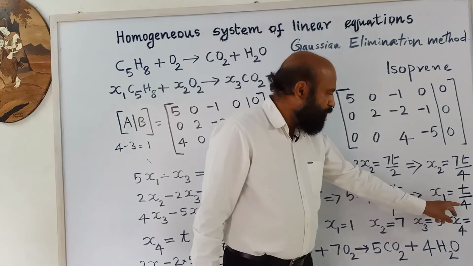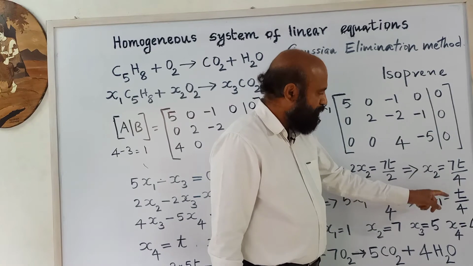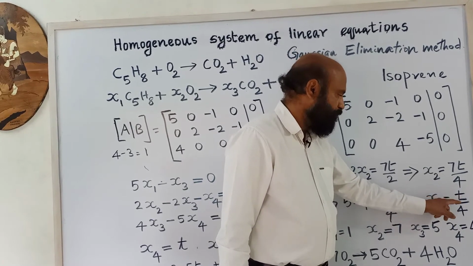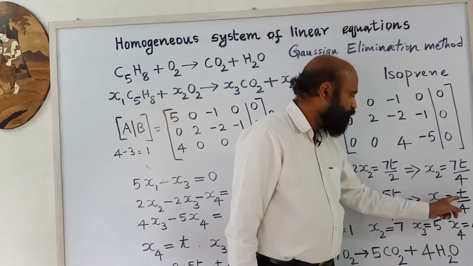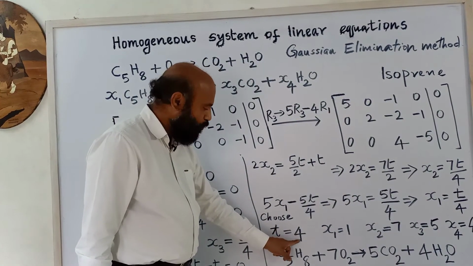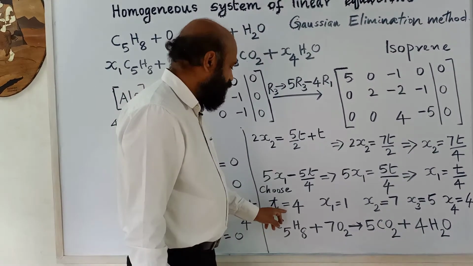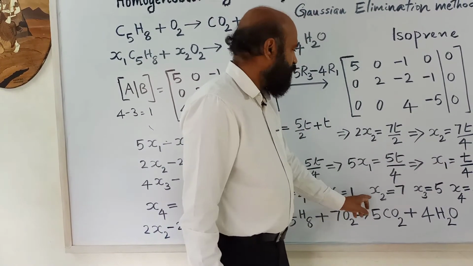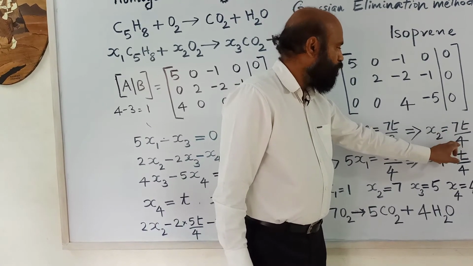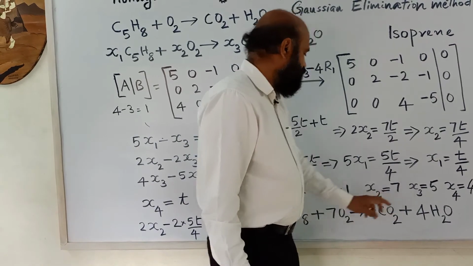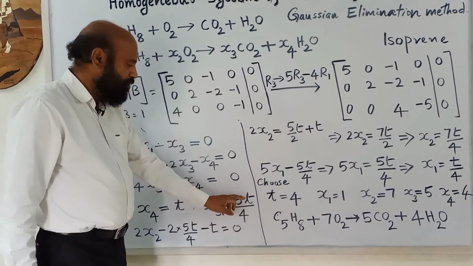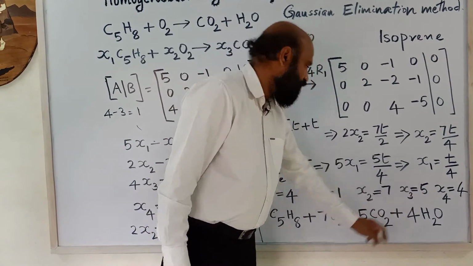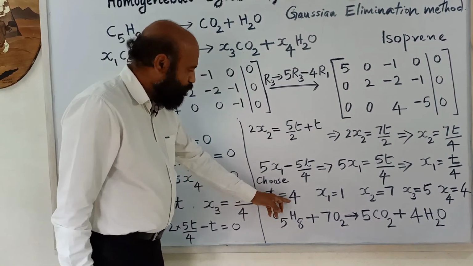Here there is a 4 in the denominator. The lowest integer we can give for x1 is when t is 4, so 4 by 4 is 1. If you give some other value like 5 or 6, it will become a fraction. So choose t as 4. Now when you put t as 4, 4 by 4 is 1, so x1 is 1. For x2, you put 4 for t and the 4s cancel, so x2 is 7. x3, with t as 4, the 4s cancel, so x3 is 5. Then x4, t is 4, so x4 is 4.